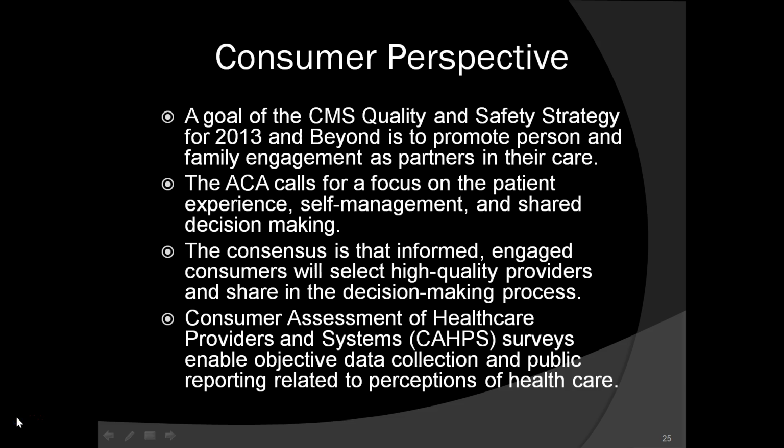So, from the consumer's perspective, a goal of the CMS Quality and Safety Strategy for 2013 and beyond is to promote person and family engagement as partners in their care. The Affordable Care Act calls for a focus on the patient experience, self-management, and shared decision-making. CMS intends to alter the healthcare landscape by encouraging and incentivizing providers to actively engage patients in their care. The consensus is that informed, engaged consumers will select high-quality providers and share in the decision-making process. Consumer Assessments of Healthcare Providers and Systems, or CAHPS, surveys enable objective data collection and public reporting related to perceptions of healthcare. So this concludes Chapter 11.